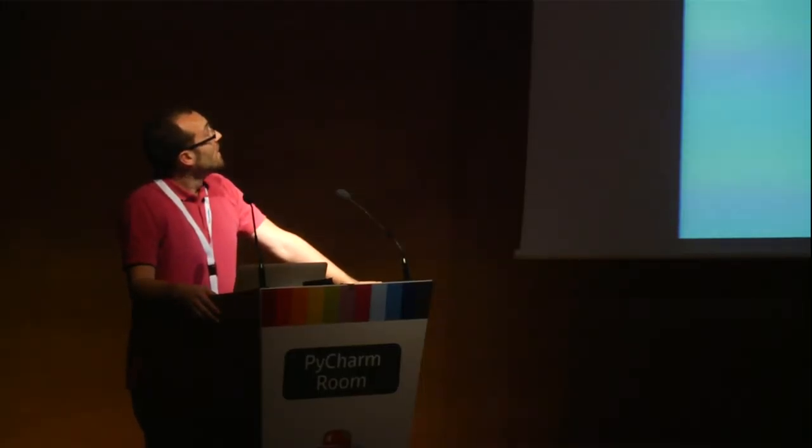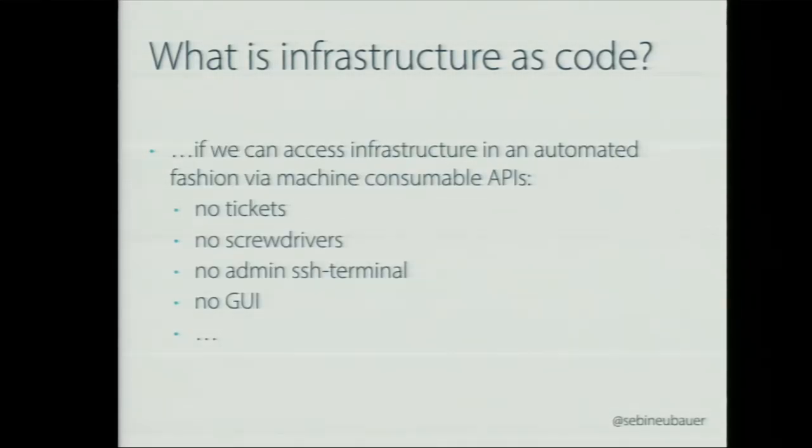Now, that's the title of the talk. What is infrastructure as code? It just means that we can access this infrastructure, so the key value store or the memory or things like this, in an automated fashion via machine consumable APIs. We heard quite a bit about APIs, REST API and CRUD and how to change states. So infrastructure as code means that to change something, there should be no tickets to a sysadmin doing things, or you need a screwdriver and drive to your data center. Maybe also not an admin SSH terminal because he needs to type in some secret password.